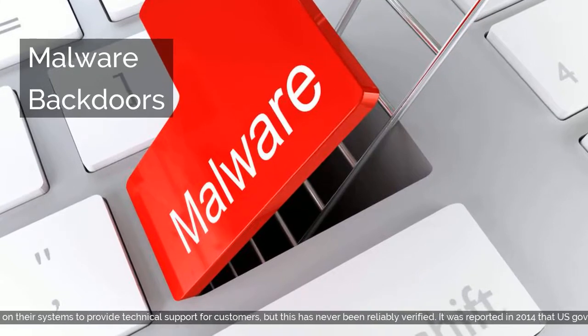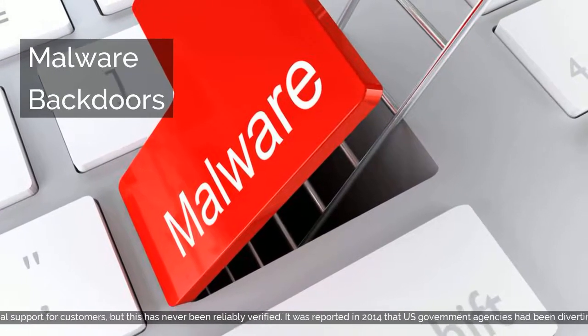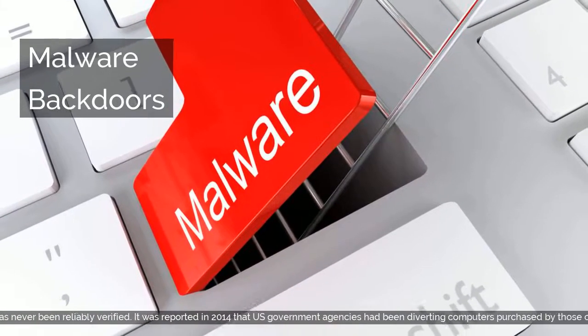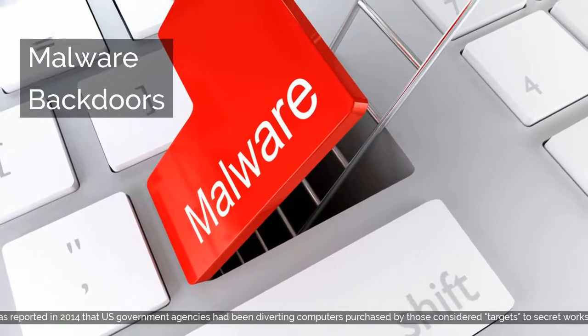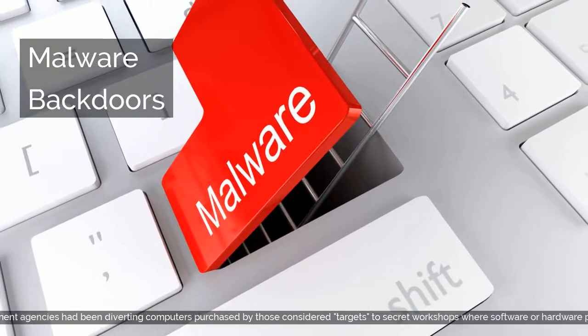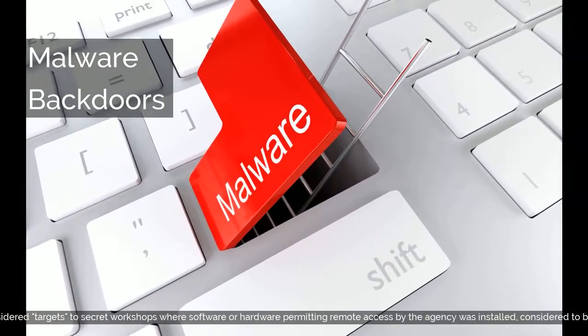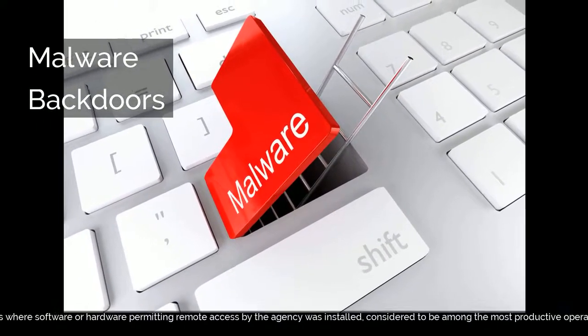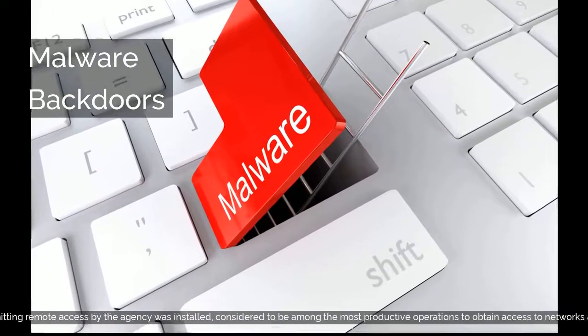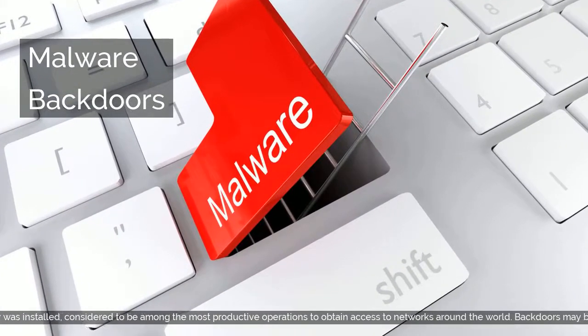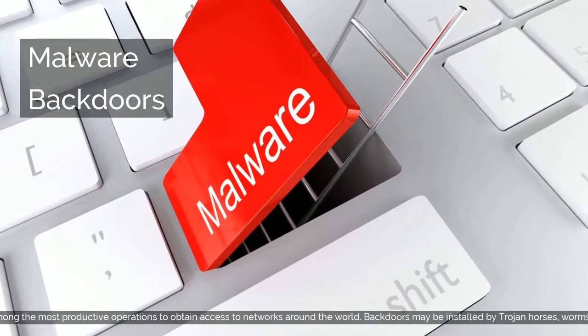It was reported in 2014 that U.S. government agencies had been diverting computers purchased by those considered targets to secret workshops where software or hardware permitting remote access by the agency was installed, considered to be among the most productive operations to obtain access to networks around the world. Backdoors may be installed by Trojan horses, worms, implants, or other methods.